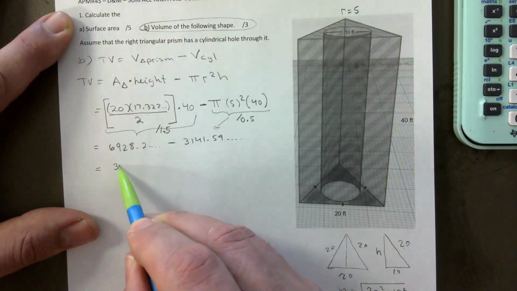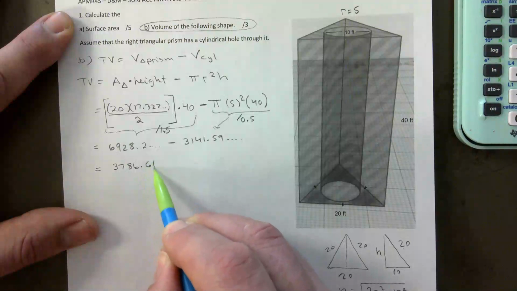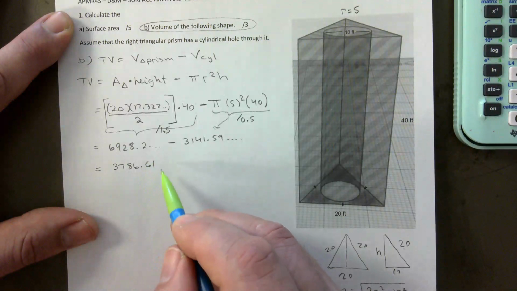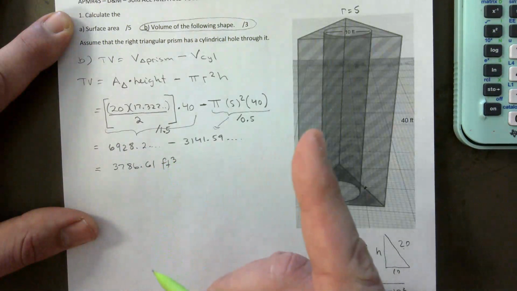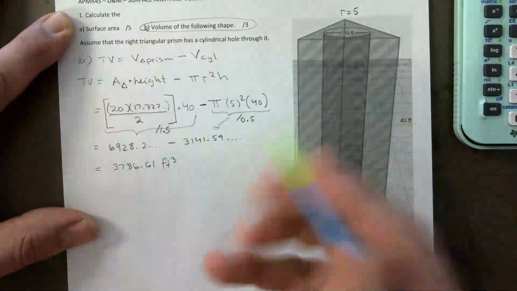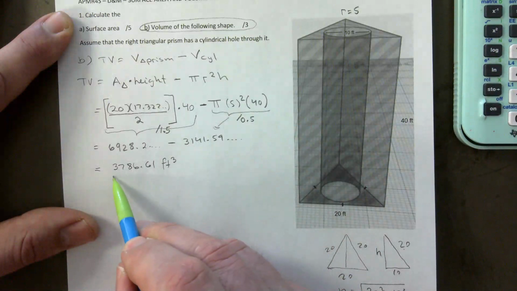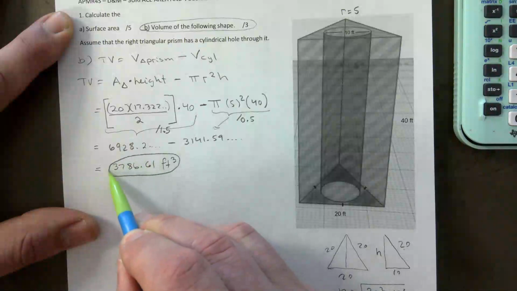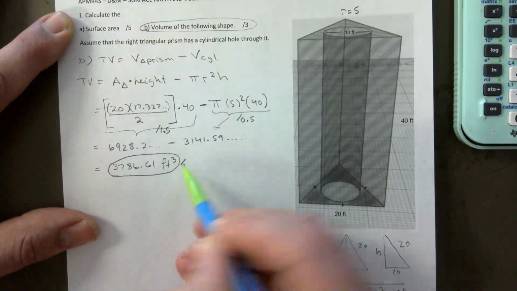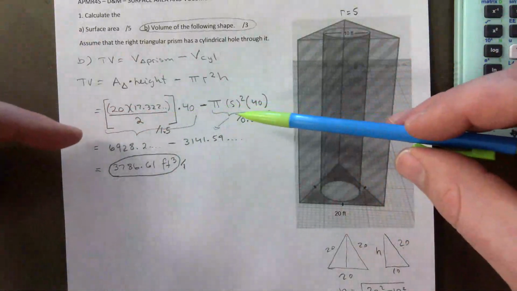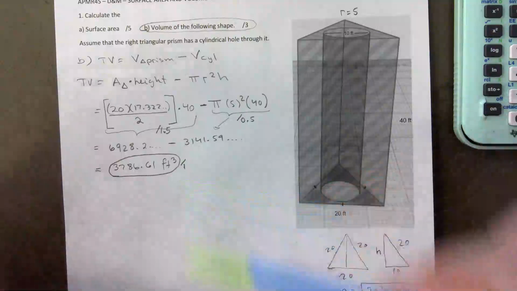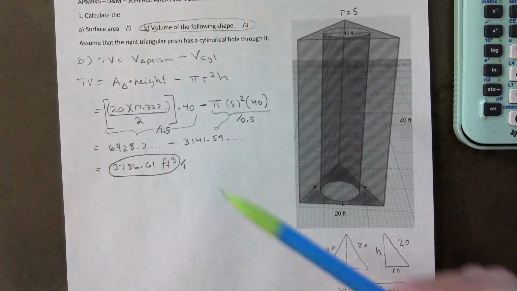So this is 3786.61, and we are in cubic feet, right? It doesn't ask us to state it in any particular unit, so we just stick with this. There you go. 1 mark for that. So even if you get all of this wrong, you still get the mark for actually doing the math correctly that follows that step. Okay.